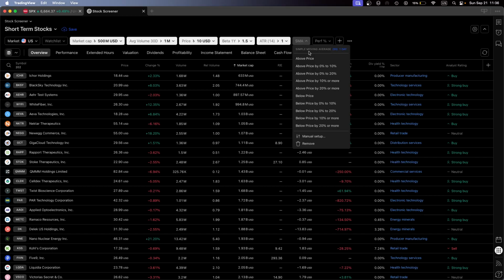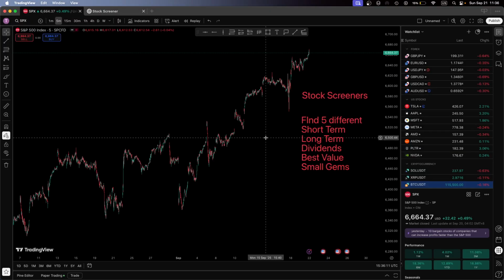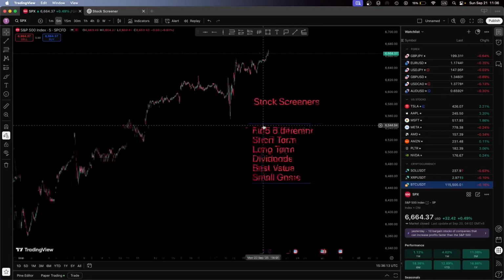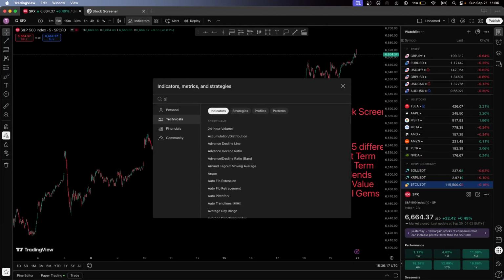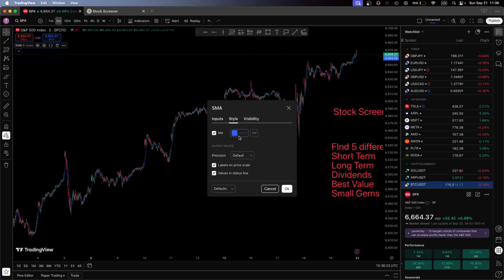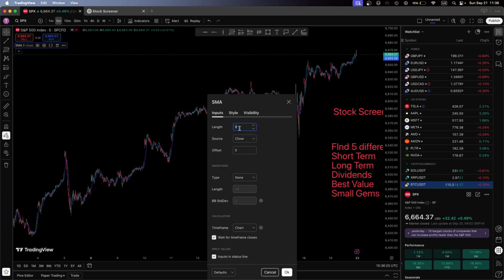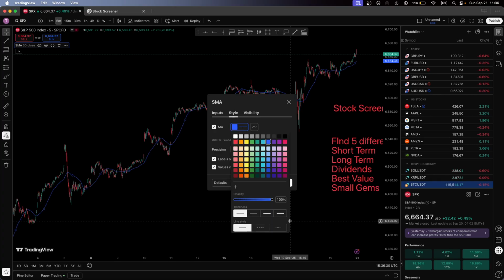Simple moving average, we chose the price to be above it. This is basically our trend filter, where we are looking at stocks that are trading above it. How it looks on the chart is, we come to indicators, we put SMA, and then we change the inputs to 50. This is just to show you what it basically looks like.